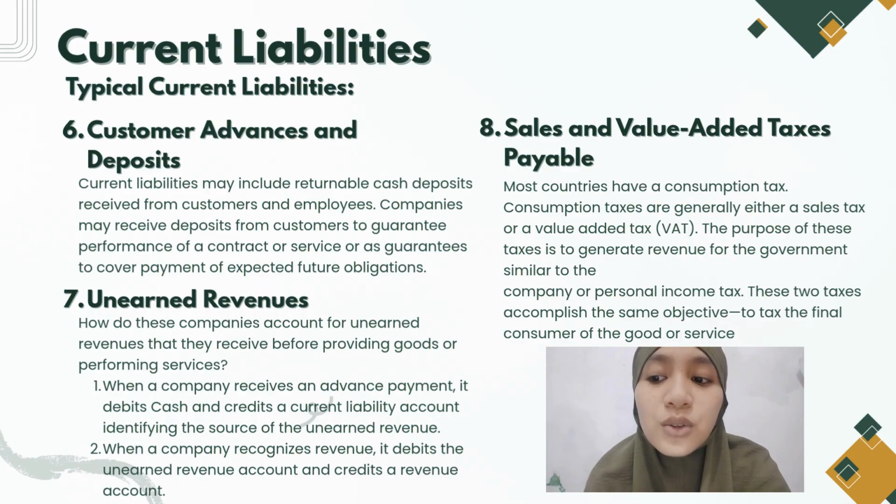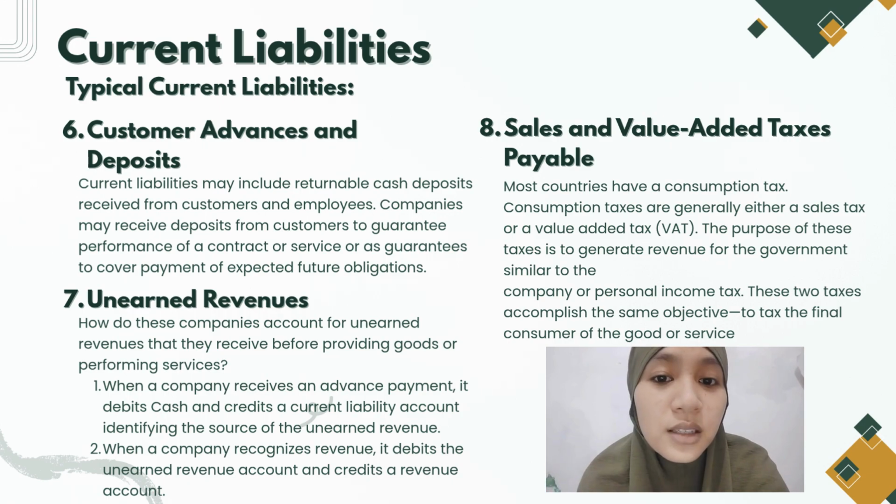First of all, how do companies account for unearned revenue that they receive before providing goods or performing service? The answer is in two steps. The first one is when a company receives an advance payment, it debits cash and credits a current liability account identifying the source of the unearned revenue. The second one is when a company recognizes revenue, it debits the unearned revenue account and credits a revenue account.